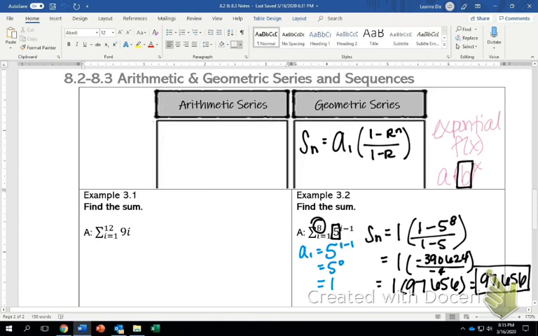So if we were to sum everything between our first and our 8th term, we would get an answer of 97656. So let's go to letter B, and I'll give you a couple seconds to get started on that one.